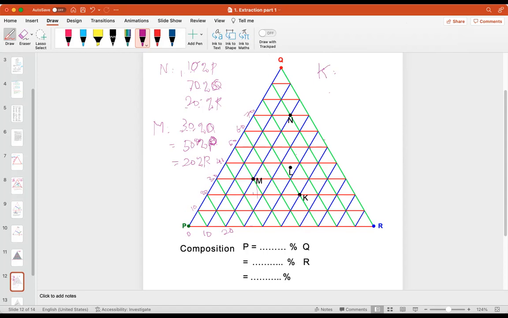P. Okay, so for the K, how many percent of the P? So you would like to see it from the green one. So 1, so 10%, and then this K is how many percent of P? So this is 0%, 10%, 20, and then 30. Do you got it? Yes, miss. Okay, good.